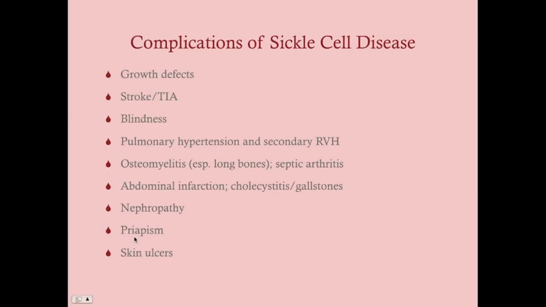Nephropathy, and priapism, which again is another vaso-occlusive crisis. This is in men: an erection of the penis lasting longer than 4 hours. The management here is emergent and surgical. You're just going to drain the corpus cavernosum. And then skin ulcers are dermal occlusions. So these are all things to keep in mind as long-term complications of sickle cell disease.